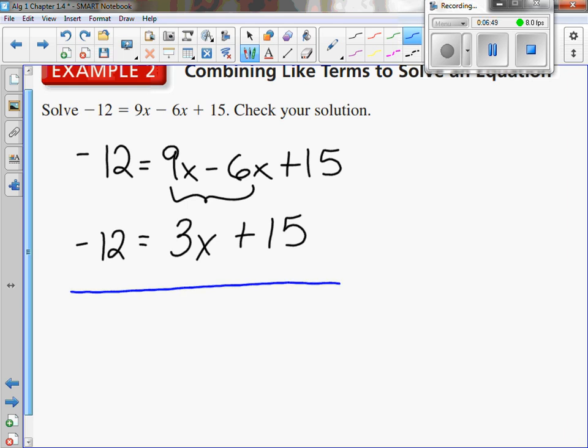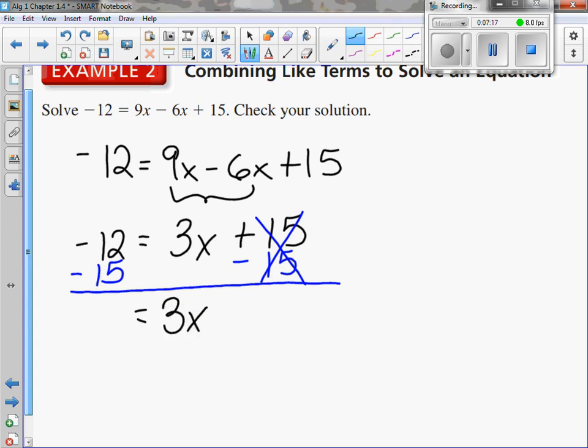So what can we do? We're going to subtract 15 from both sides because we want to get 3x by itself. Well, 15 and 15 will cancel out because 15 minus 15 is 0. And all we have on this side is 3x.